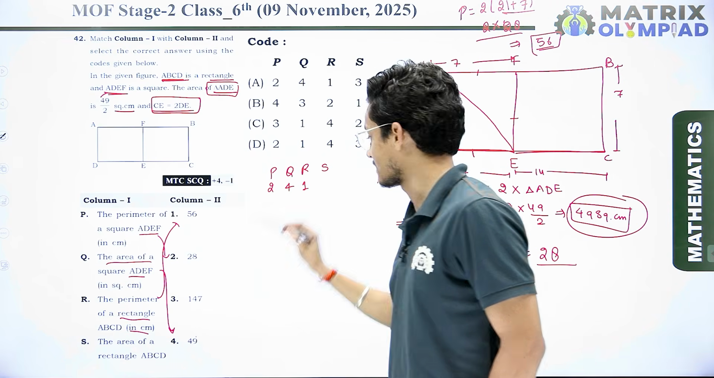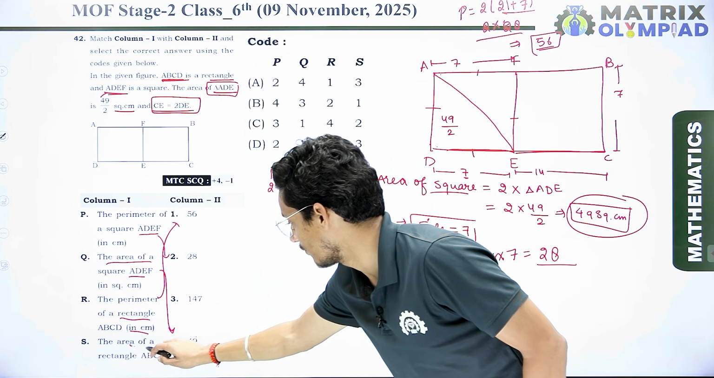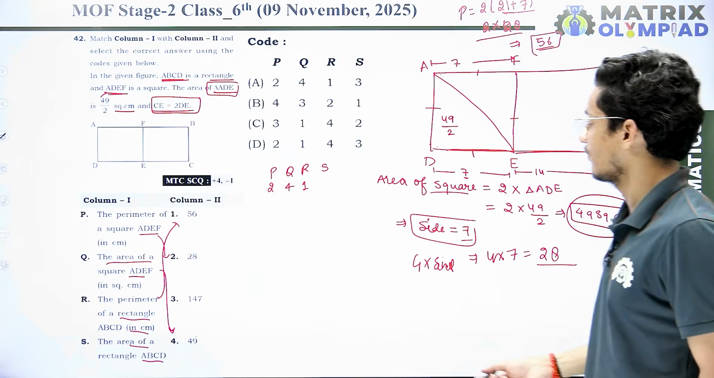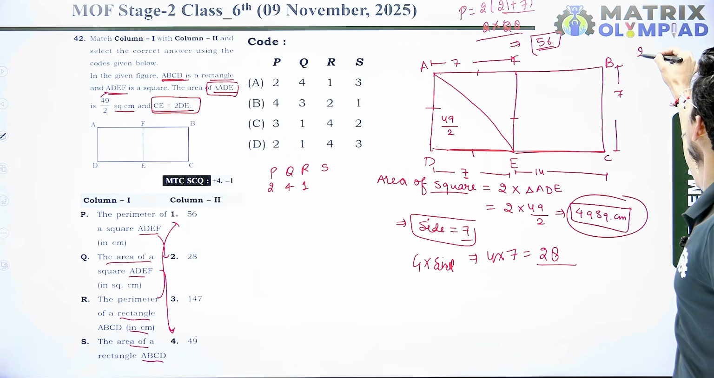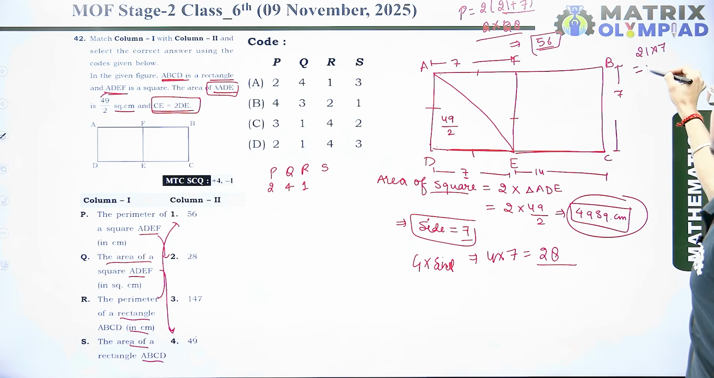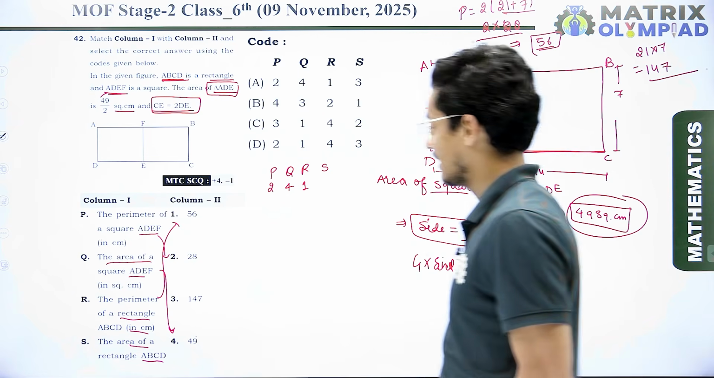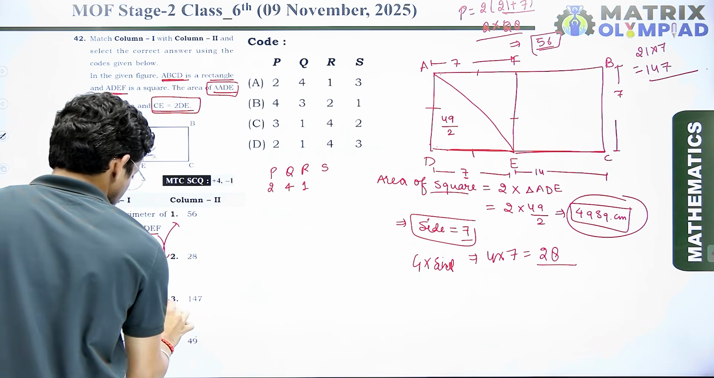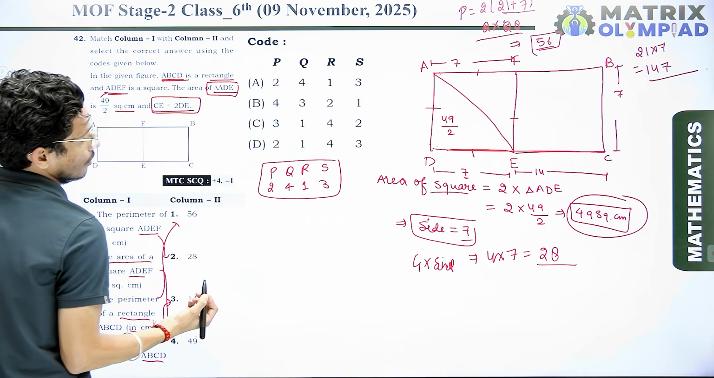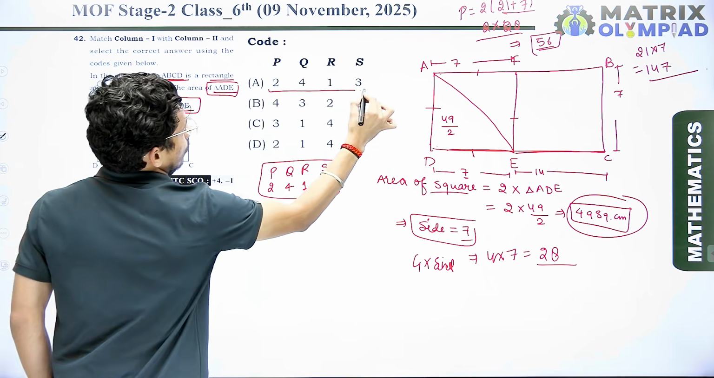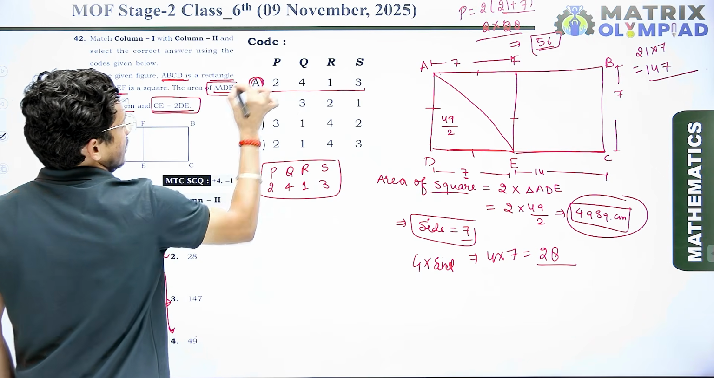And last here we have S, the area of rectangle ABCD. So we know area of rectangle is length multiplied by breadth, and the length here is 21. So 21 multiplied by 7, that is 147. It means S is connected to 3. So I can write here S is connected to 3. So 2, 4, 1, 3. It means option number A is the correct answer.